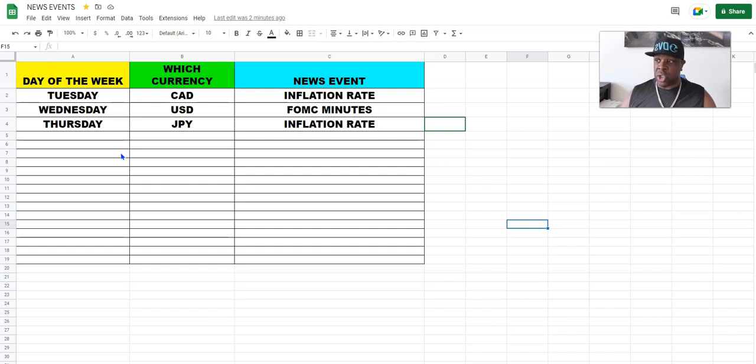I mean, even on Tuesday, it's just CAD. So I just avoid trading on Tuesday on CAD, right? You see how simple it is? Now you're upgrading your process so that you're keeping everything very, very simple.